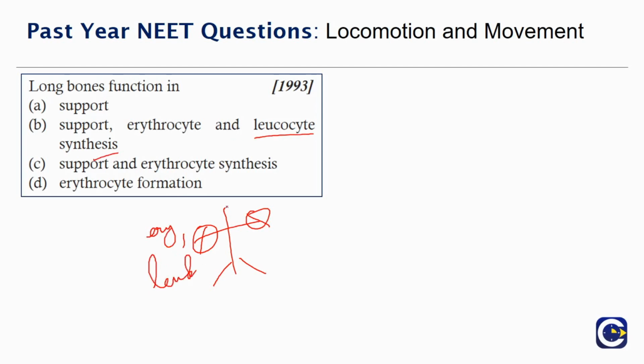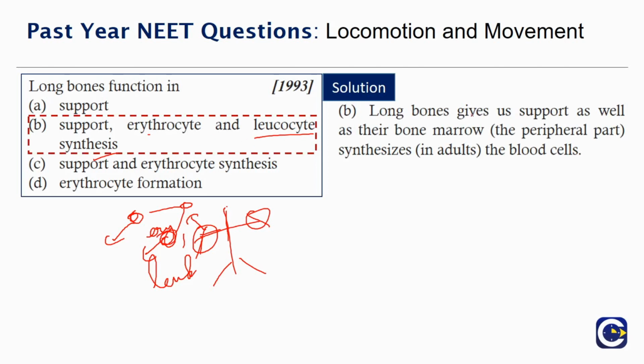So what happens is, basically in the bone there is a common intermediate precursor cell that is formed, and then there is a myeloid and lymphoid precursor. That is, the myeloid forms the RBC and the lymphoid forms the leukocytes. So you have to be very clear that they form support, erythrocyte and leukocyte synthesis. So long bone gives support as well as their bone marrow, the peripheral part, synthesizes blood cells in humans. So both blood cells, that is erythrocyte and leukocyte, are also produced.